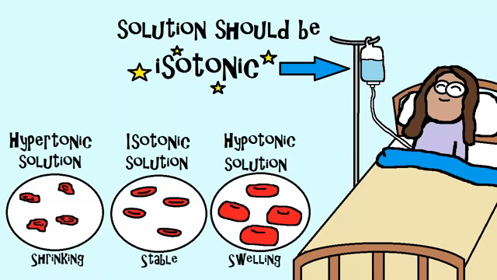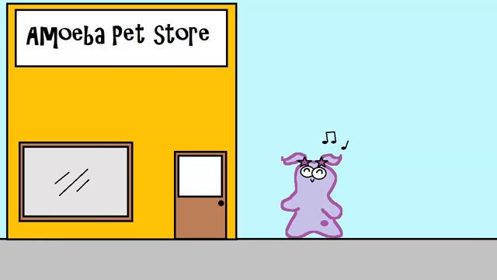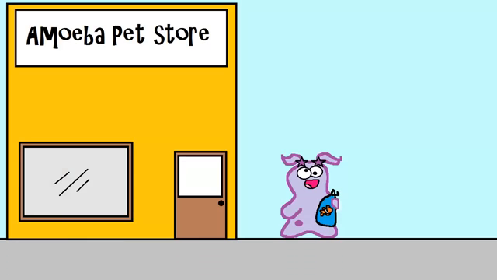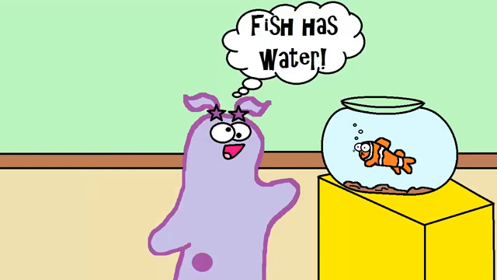Isotonic means equal concentration. So you wouldn't have any swelling or shrinking red blood cells, and that's a good thing. Say you go to a pet store and you get a fish that looks like Nemo from the movie Finding Nemo, a clownfish, only you don't know it's a saltwater fish. What would happen if you placed this saltwater fish in fresh water?